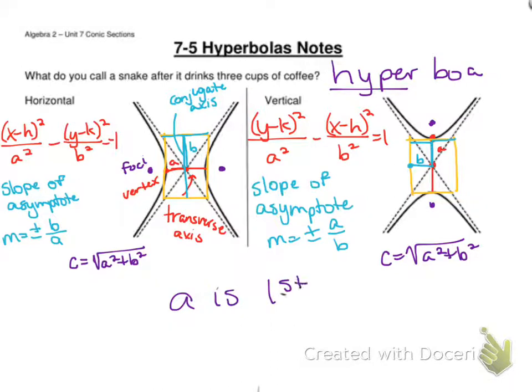So a is first, a is not always bigger. Once again, a is first, not always bigger. That is a little bit different from before.